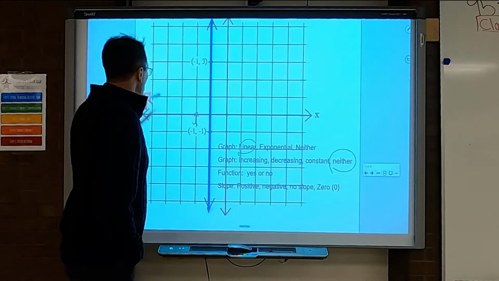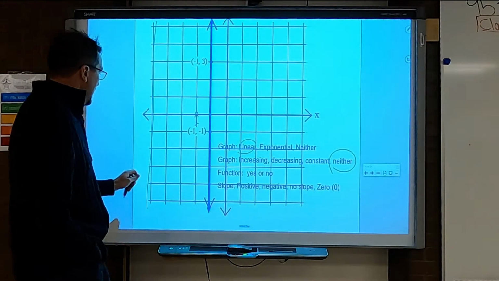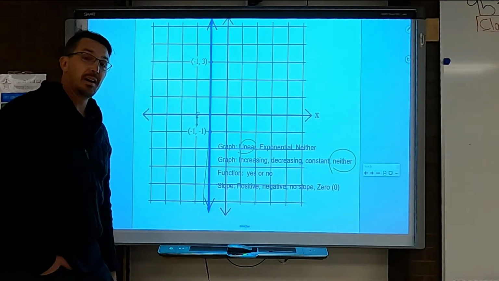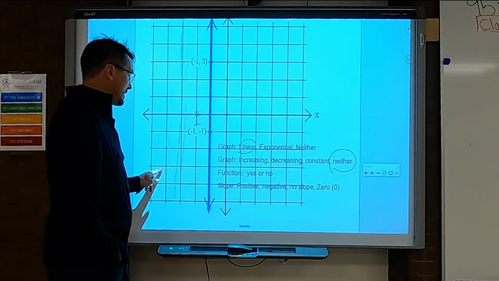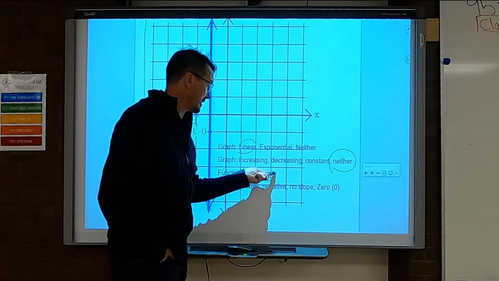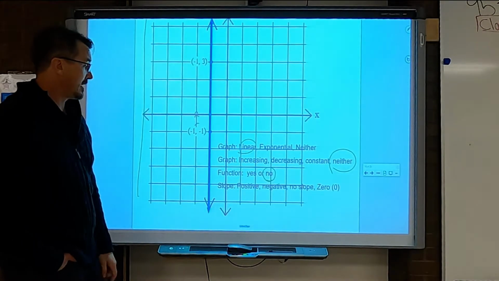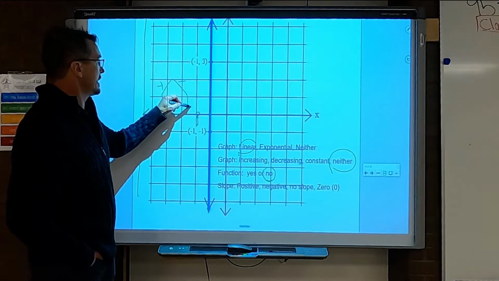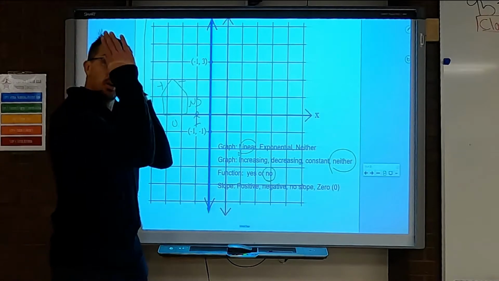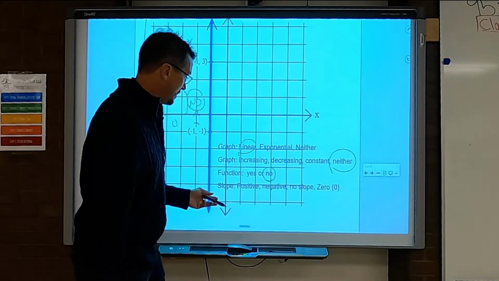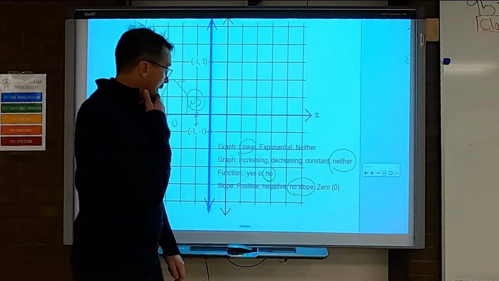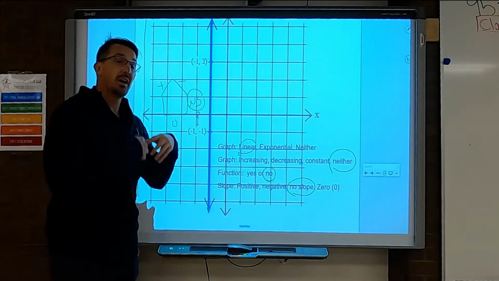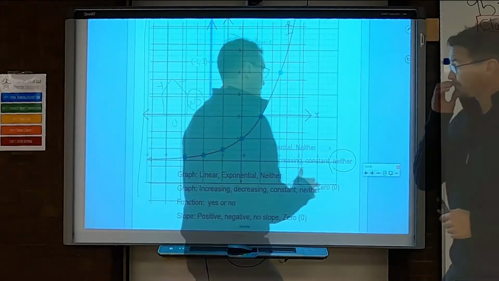And then, is it a function? Well, if I do the vertical line test, as I cross from left to right, when I get to this point, the line touches the blue line infinite times. So this does not pass the function test. So this is no, not a function. And then is the slope positive, negative, no slope, or zero? And the answer is that this is a no slope. So a no slope means that it's no slope. So just by looking at the graph, this is the most amazing part. Just by looking at the graph, I can identify all these things.